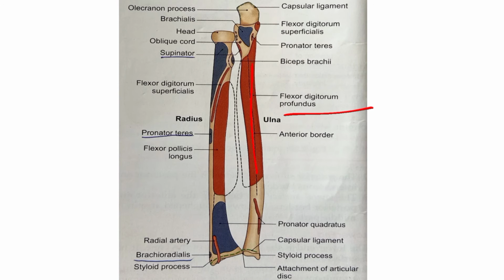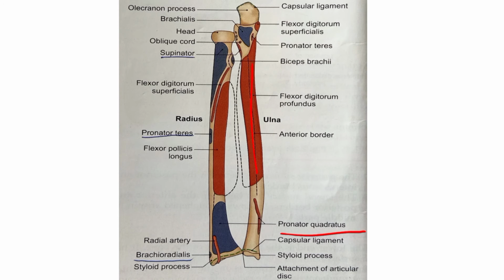This muscle is flexor digitorum profundus. It arises from the upper 3/4 of the anterior and medial surface of the shaft, the medial surface of the coronoid and olecranon process, and the posterior border of the shaft through an aponeurosis, which also gives origin to the flexor carpi ulnaris and extensor carpi ulnaris.